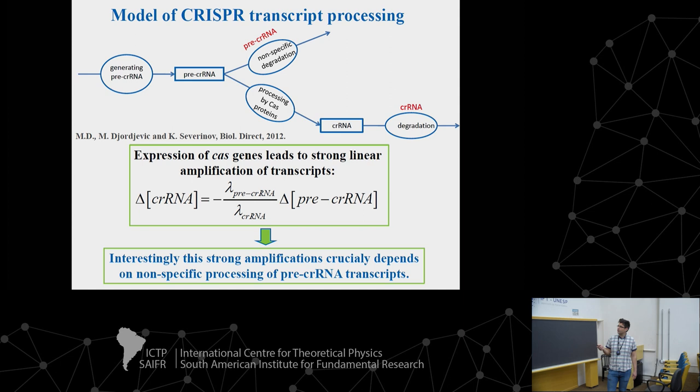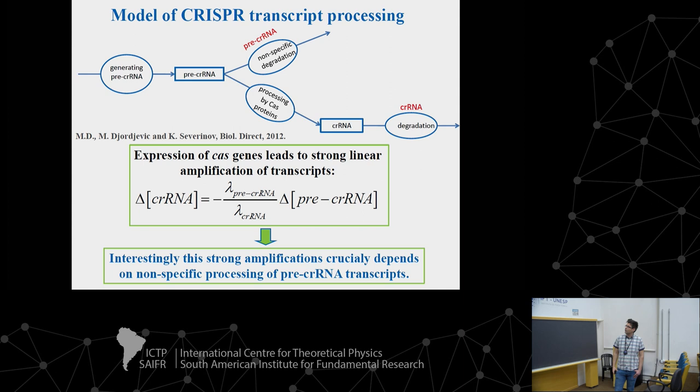Now, what you should derive in this problem is this relationship. You write your differential equations, then you assume equilibrium. Remember, when things are in equilibrium, you just put your derivatives to zero. And then after some manipulation, you will be able to derive this simple relationship. What this relationship relates is a decrease in the amount of pre-crRNA and an increase in the amount of crRNA. Delta here is the change. And importantly, there's a prefactor here, which is the ratio of the degradation rate of pre-crRNA to the degradation rate of crRNA.